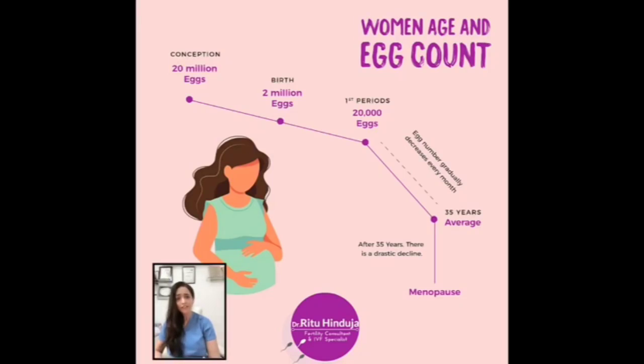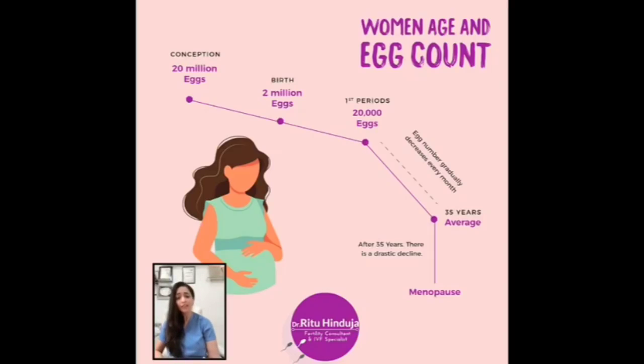Now after this, every month that she gets her periods or her menses, this ovarian reserve, or the number of eggs inside her ovary, is constantly declining at a gradual pace. This pace is gradual up until she hits an average age of around 35. Once she hits the average age of around 35, this decline starts becoming drastic. And this is known as declining or decreasing ovarian reserve.